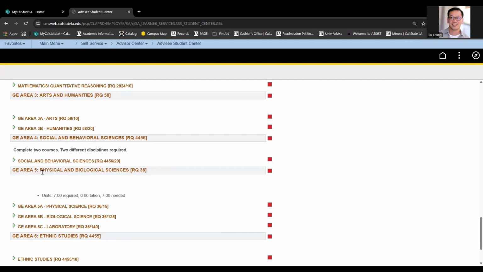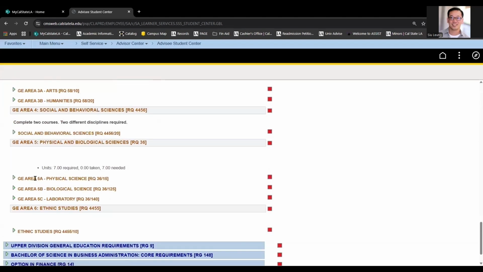So next is area 5, which is the sciences, physical and biological science. So you have the area 5A, which is physical science, kind of like earth sciences, chemistry, physics, stuff like that. And then we have the 5B, biological science, pretty self-explanatory, biological sciences. And then right here, 5C, a laboratory.